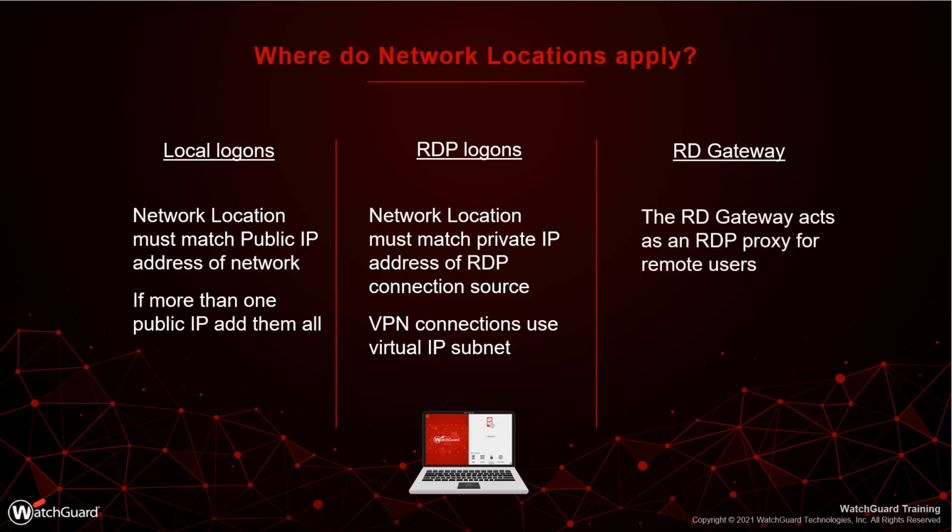The last method are connections made through an RD Gateway server, which is part of remote desktop services. The RD Gateway acts as a proxy for the users, creating RDP connections inside the network. So add the RD Gateway server's private IP address to your network locations for AuthPoint to identify logons made through the RD Gateway.